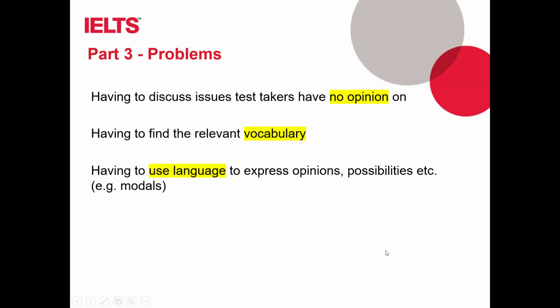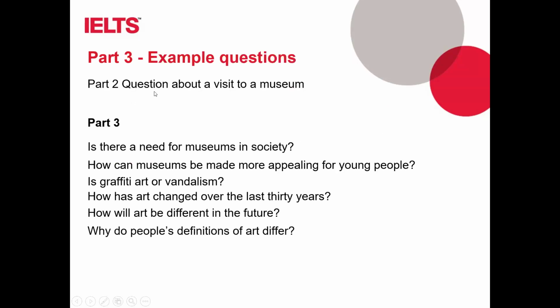So, what are the common problems we face in part 3? Obviously, we have no opinion about these questions, because, as I already mentioned, they are generally from a totally different perspective. You haven't thought about these things before in your life. Like this example question, we never thought about whether there is any need for a museum in our society. Most probably some of you have, but most people haven't. So these questions are like that.